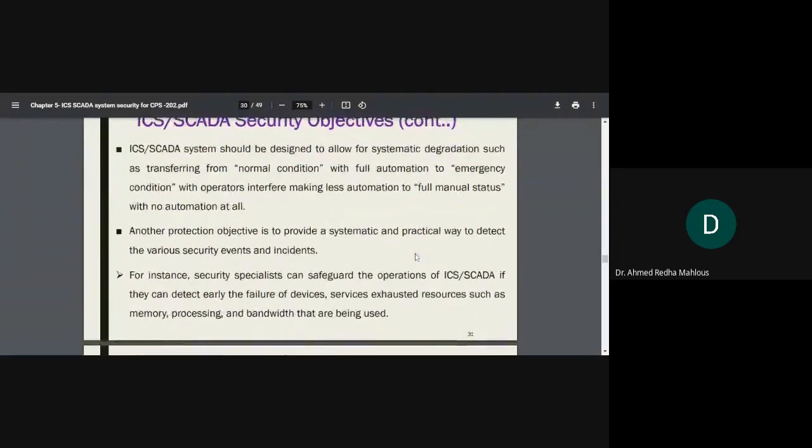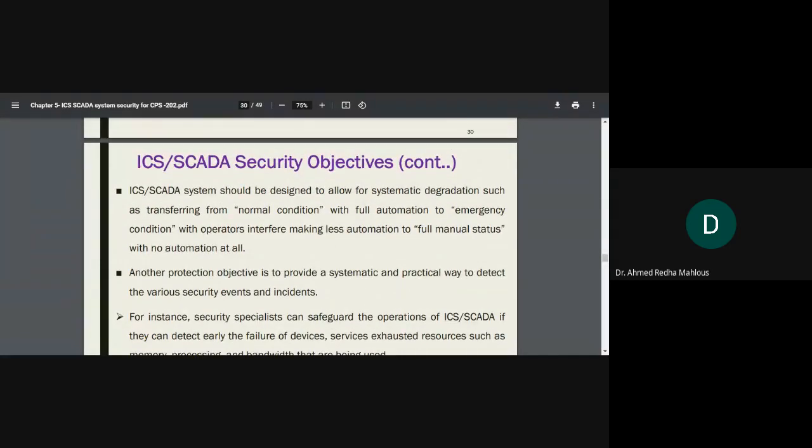Also, as an objective, we said that the ICS SCADA system should be designed for what is known as systematic degradation. What does systematic degradation mean? It is how you can move from a normal condition. When we talk about a normal condition, it means we have full automation, and everything is done automatically.